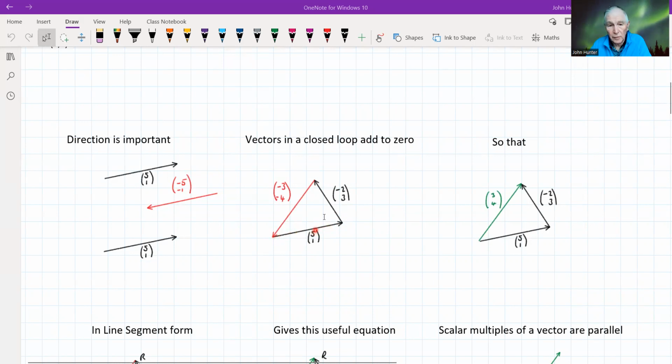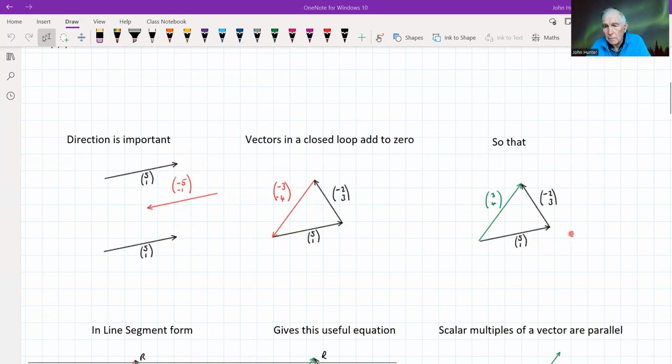Because if you add up 5 and -2 and -3, you get 0. If you add up 1 and 3 and -4, you get 0. So your net effect is going to be 0, and that's going to be in a closed loop. They're going to add up to 0.